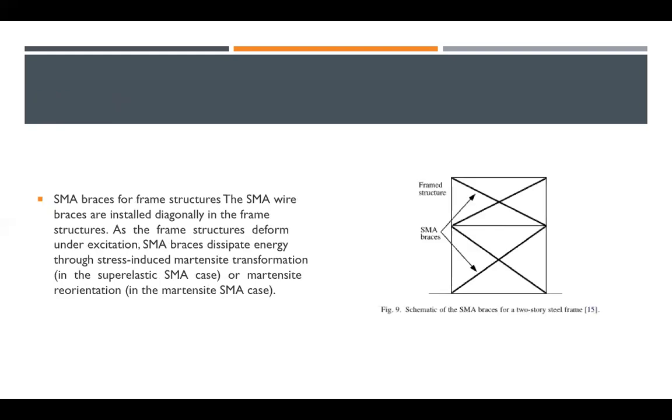Here, the shape memory alloy wire braces are installed diagonally in the frame structure, and as the frame structure deforms under excitation, the shape memory alloy braces dissipate the energy through the stress-induced martensitic transformation or martensite reorientation.